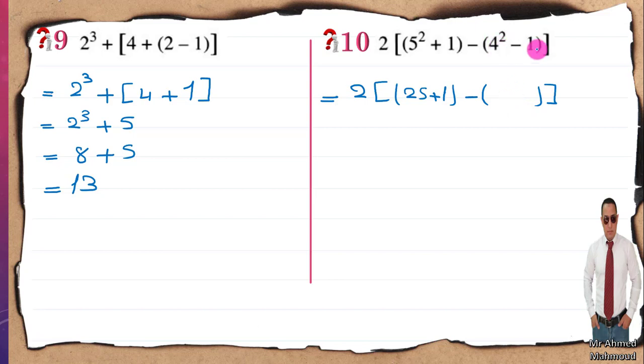I have power and the minus, so I'm going to start with the power. 4 power of 2 is 16, minus 1. Okay, now I'm going to evaluate the smaller brackets. They are like this.